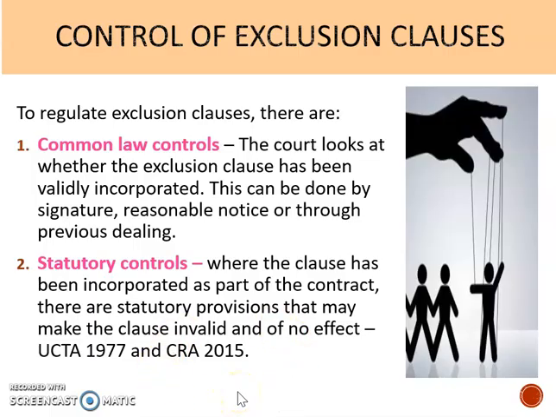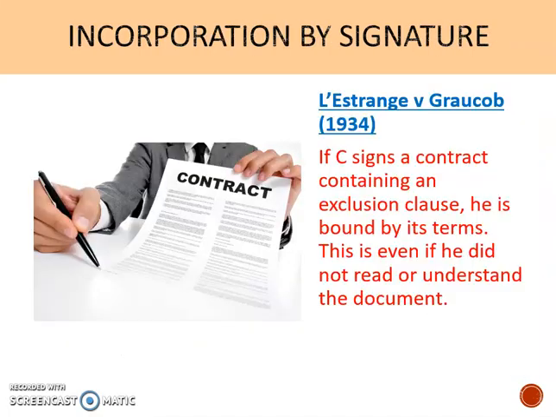We're going to start off by looking at common law controls, how we incorporate an exclusion clause into a contract. The way that an exclusion clause will be incorporated into a contract is by signature. This comes from a case called L'Estrange v Graucob, which gave us a very important rule in contract law: if a claimant signs a contract which contains an exclusion clause, he's bound by its terms. That's even if they didn't read the document and even if they didn't understand the document.